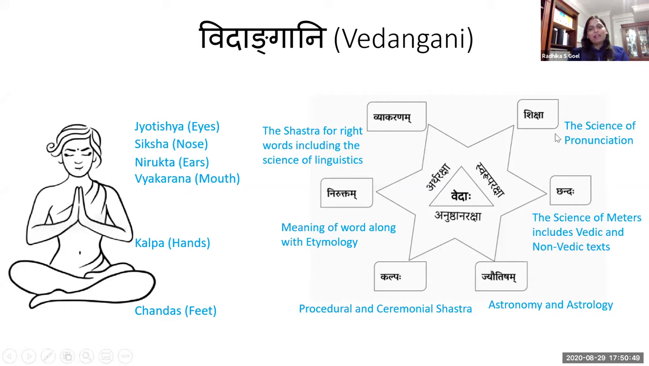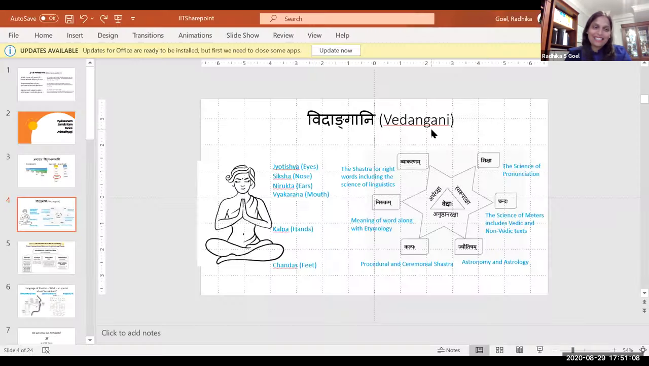So this is a high level view of all the Vedangas and how Vyakaranam fits into the Vedangas. I'll take a pause and see if anyone has any questions or comments on the 18 Vidyasthanani that we just discussed. Let me check my chat.